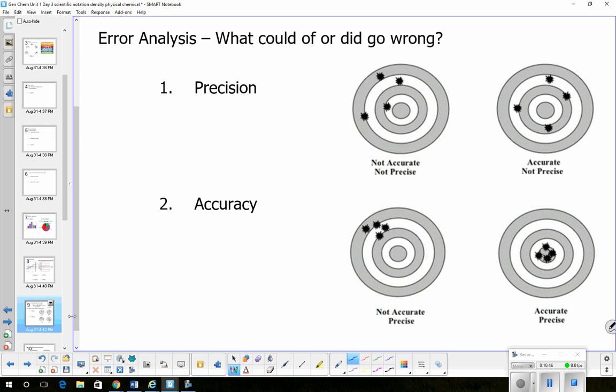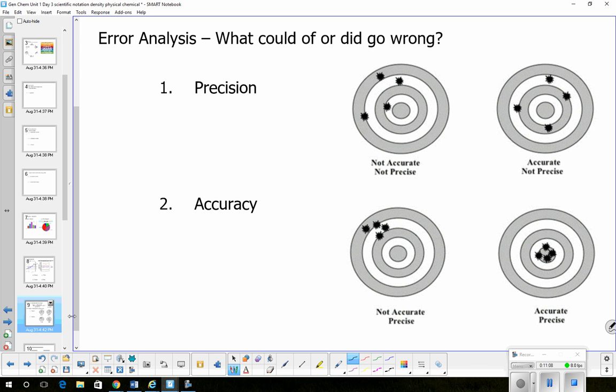Does that make sense? It doesn't show it here. But if I'm accurate and not precise, what does that tell me? If I'm shooting a gun or a bow and arrows, what does that tell me, guys? If I'm accurate once but not precise, so the rest is all over the place, I suck. And that means I'm not holding it steady, right?